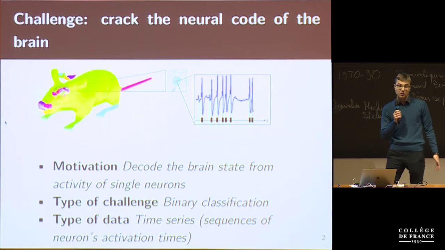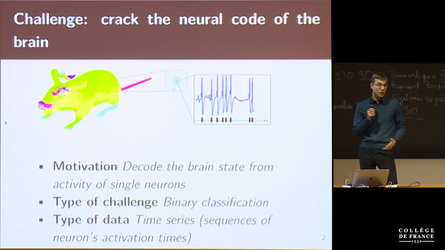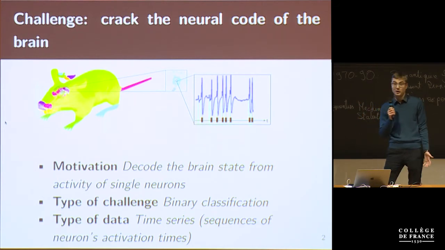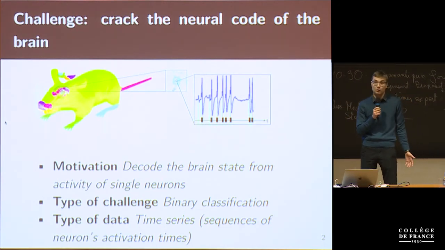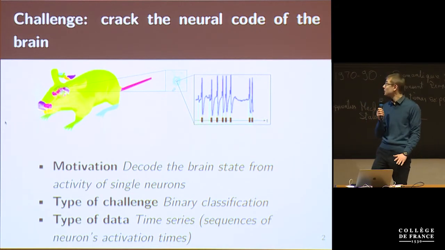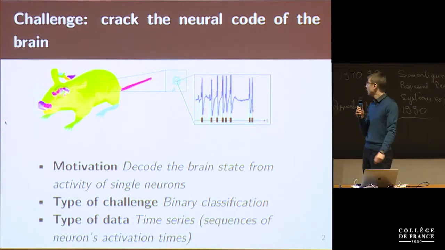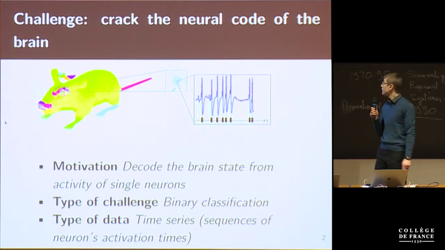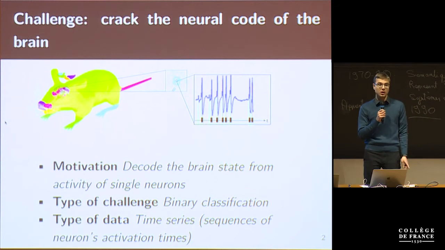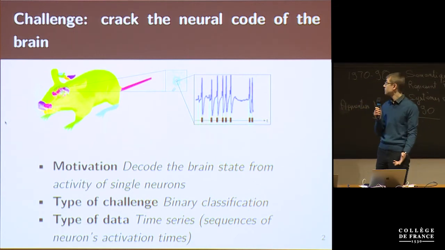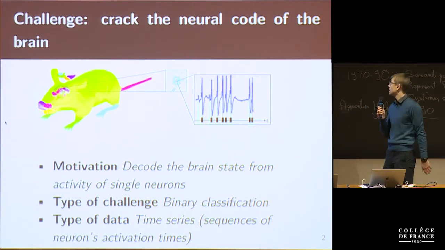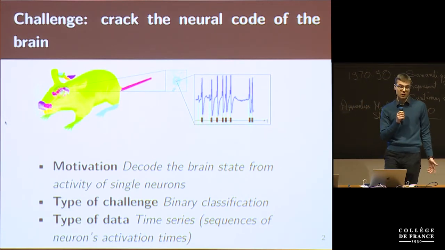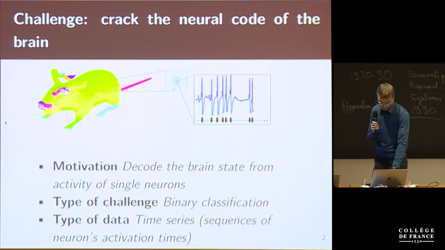We have data from mice in two different states. Let's say a mouse can be playing with another mouse, or, I don't know, watching YouTube videos. We are not telling you what it is. Two states, and you have data from single neurons. Can you discriminate between these two states? So it's a binary classification problem, right? And the type of data is time series of neuron activation times.